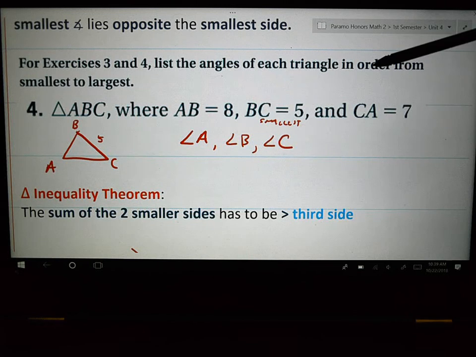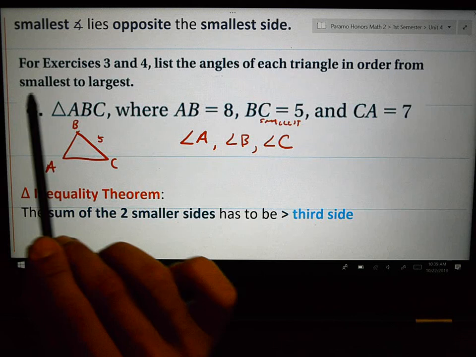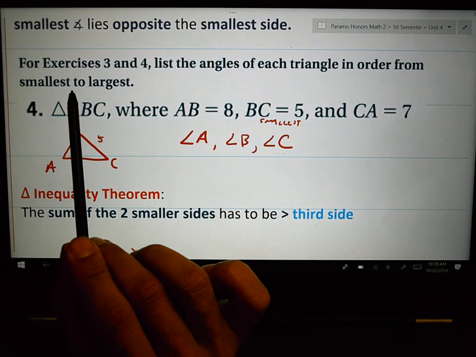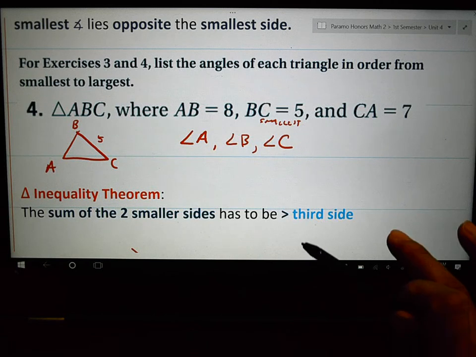I think the thing that I need to warn you about is always pay attention to what you're supposed to do. You're supposed to go from smallest to largest. It could very well be the largest to the smallest on any quiz or test. You just have to pay attention to that.